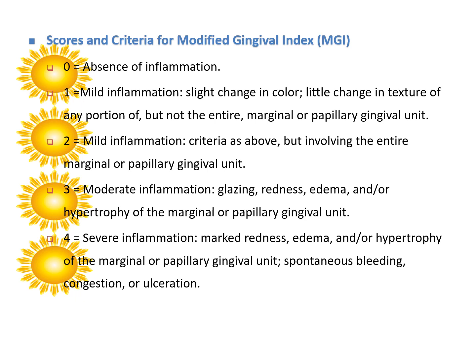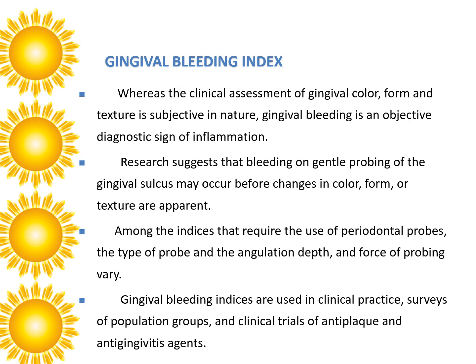Mild inflammation, score number 1, is slight change in color, little change in texture of any portion of but not the entire marginal or papillary gingival unit, and score 2 is mild inflammation, criteria as above, but involving the entire marginal or papillary gingival unit.